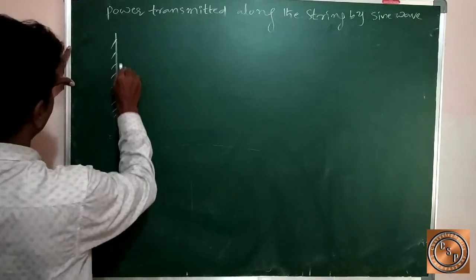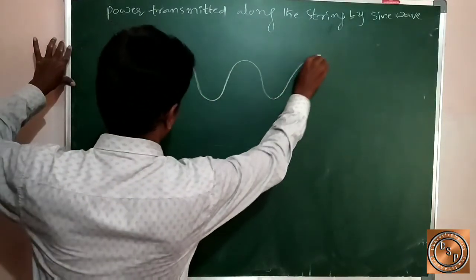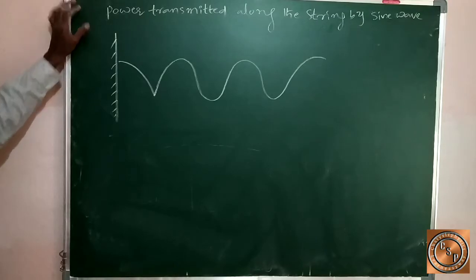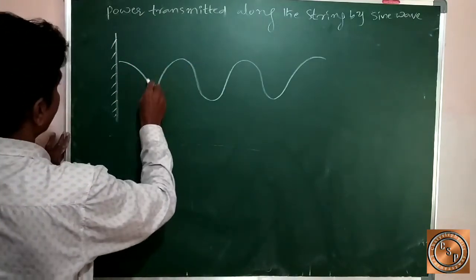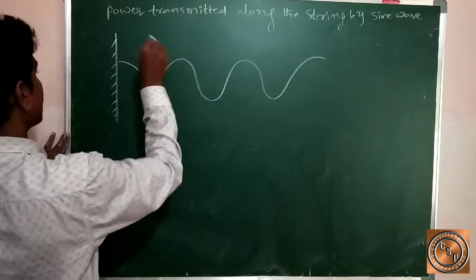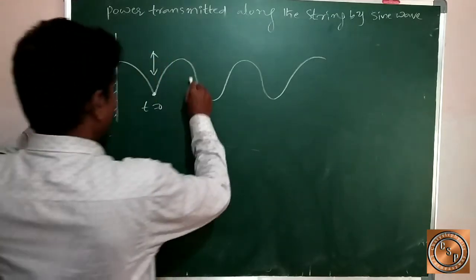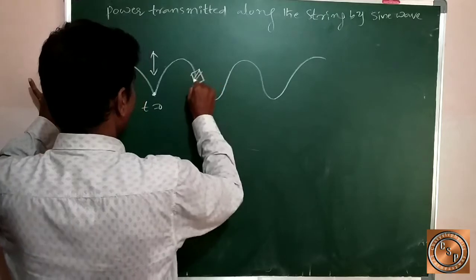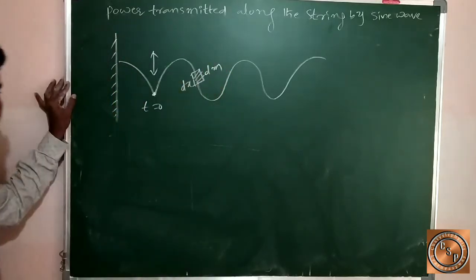This is a rigid support. A wave is traveling like this. It is moving along the positive x direction. Here is the particle, the minimum vibration of that particle at time t equal to 0. Let us consider one of the elements, its mass is dm, its length is dx.